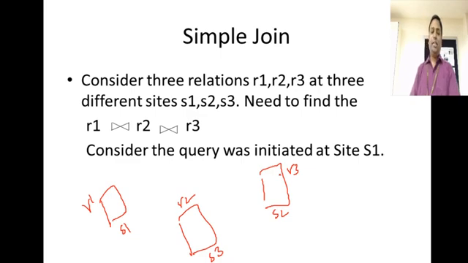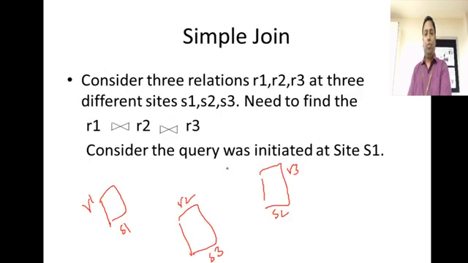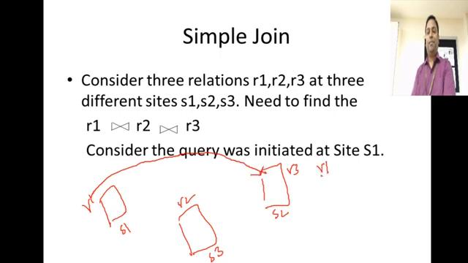The next strategy is we'll not do that. What we'll do is we'll go here and ship a copy of R1 to S2. So we are going to ship this R1 to site 2, so you are going to get R1 here. And then you do a join of R1 and R3. So you're just shipping one table out there. After you do a join, you'll get temp1, that is the result of join of R3 and R1.